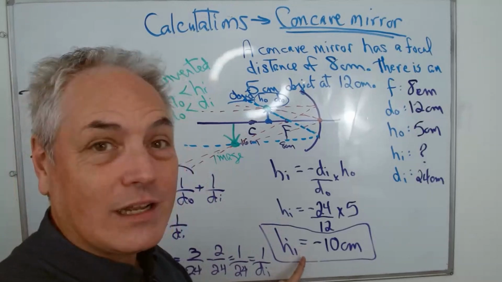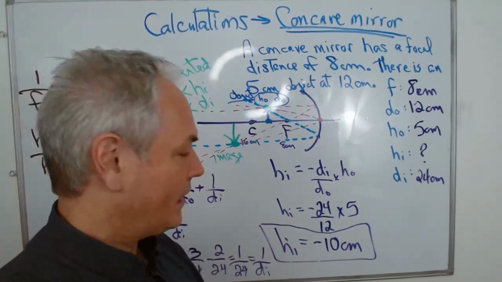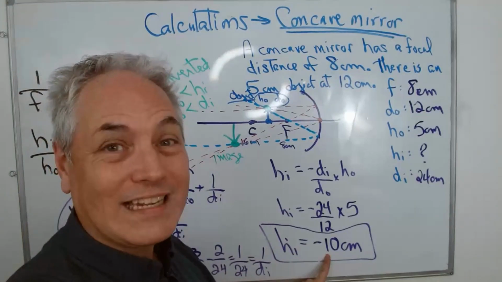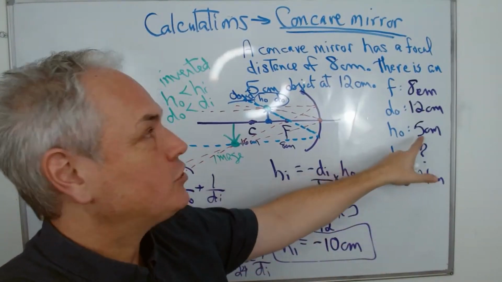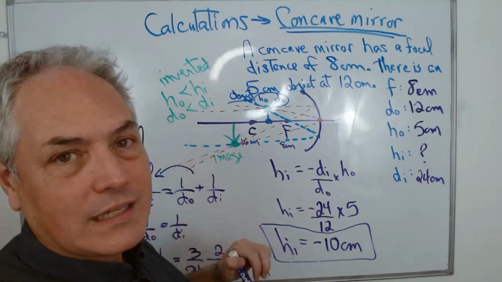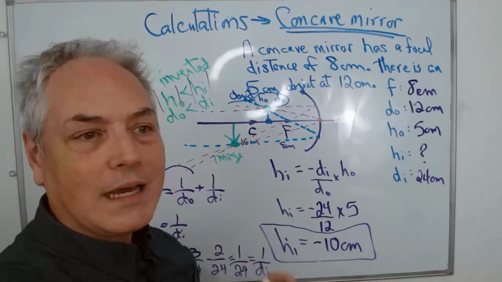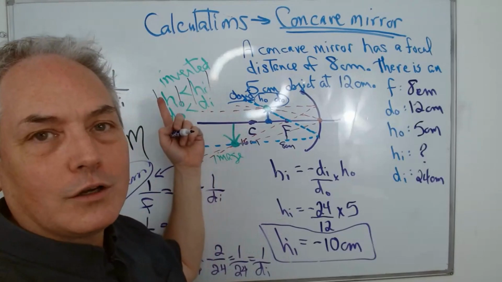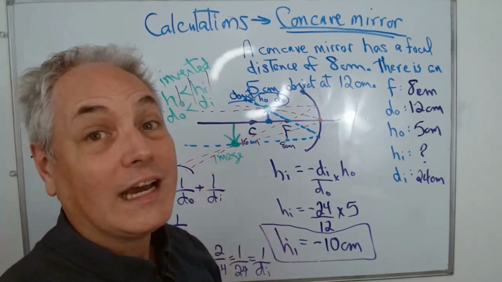Perfect. Let's look at the height now. If you look at the absolute value of the height, we have a height of the image that is 10, that is taller than the object. Here, that works nicely. If you like math, you could say the absolute value of the height of the object is smaller than the absolute value of the height of the image.